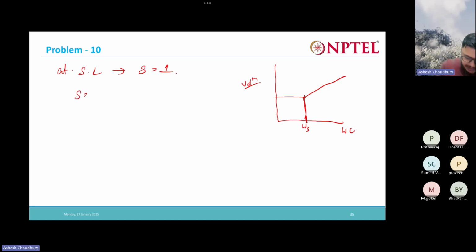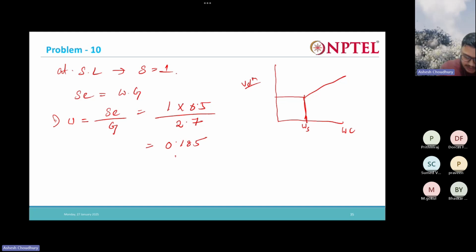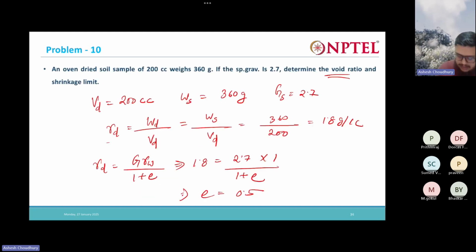Now we have S·e is equal to w·G. We have this relation. Now this water content is S·e by G, which is 1 into 0.5 by 2.7, equal to 0.185. This is nothing but the shrinkage limit, w_s. Okay, this is nothing but the shrinkage limit.